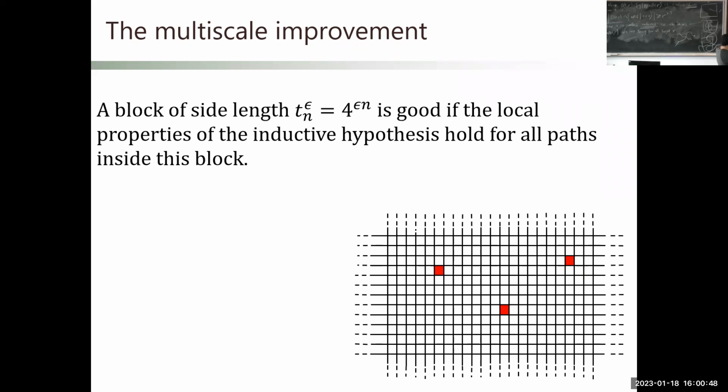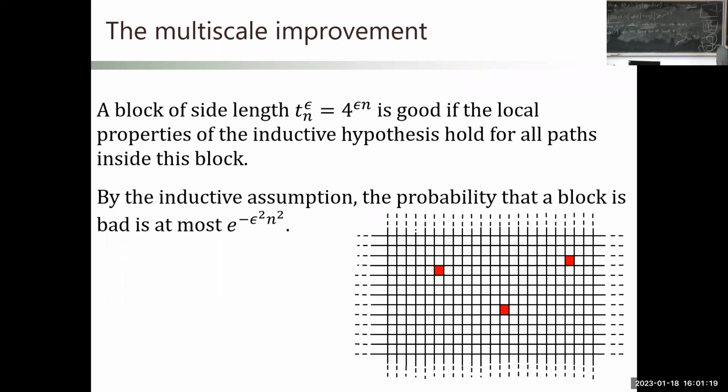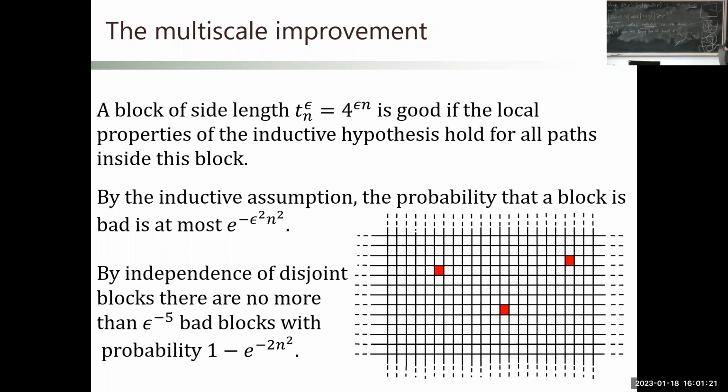So you split it into a lot of small, let's say polynomially small, n to the 0.01 size blocks like that. For each one of the blocks, the probability that it's bad is small, but not that small. But since these disjoint blocks are independent, it means that with really high probability, you won't have many bad blocks. That's the idea. With really high probability, you won't have more than constantly many bad blocks.